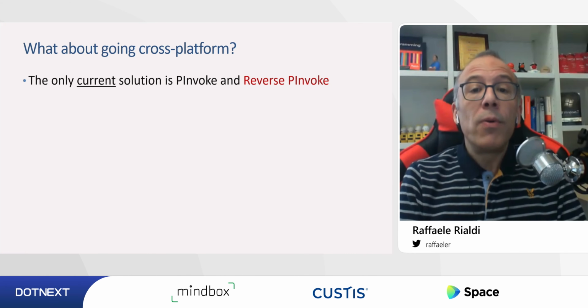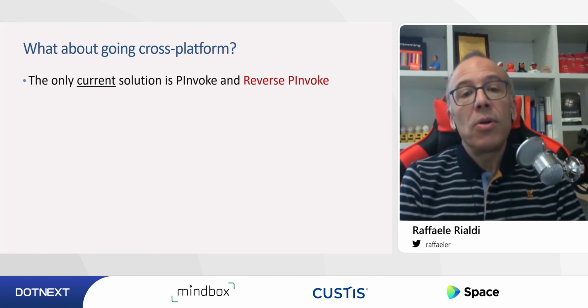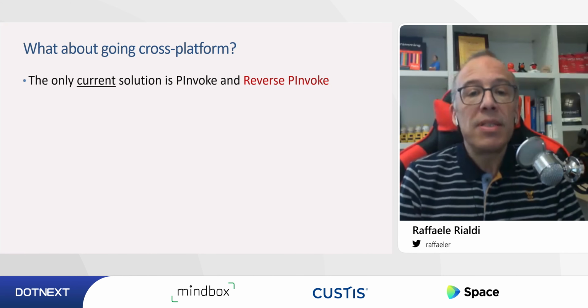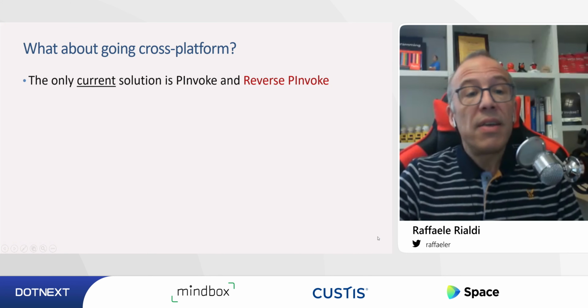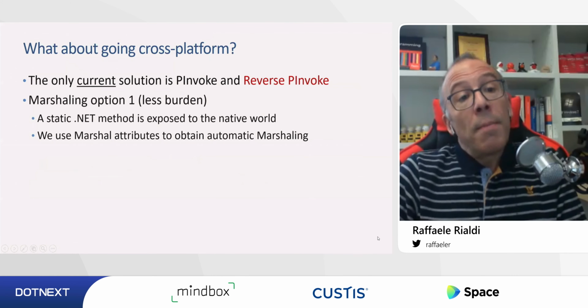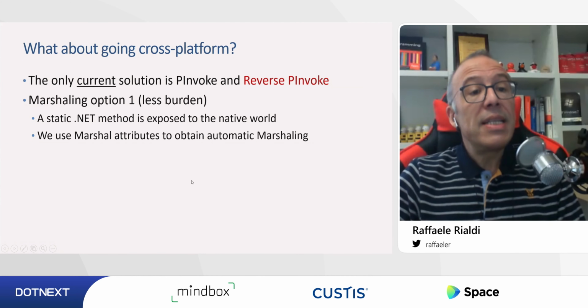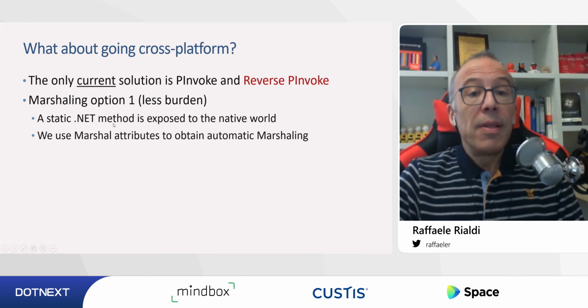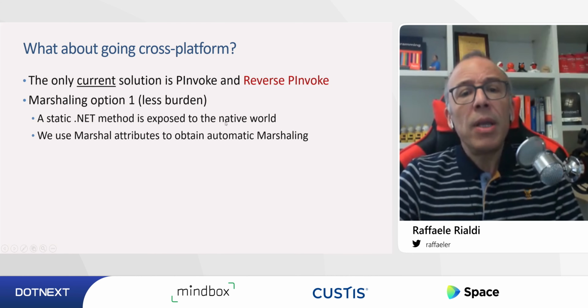And this is super cool, because it is the ability for .NET to expose entry points that can be called like C decl, so like export C exports code. And you can do it, absolutely. I did it several times. So the marshalling option 1, the one that is less burden, is a static .NET method that you want to expose to the external world so that it can be called from C++, for example.